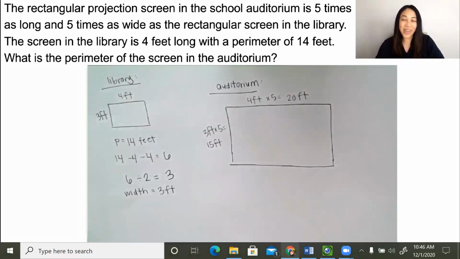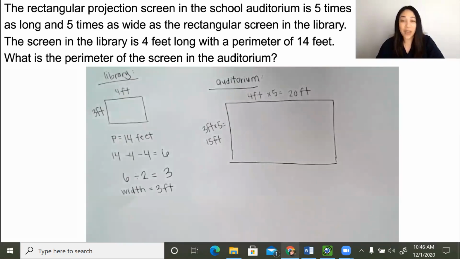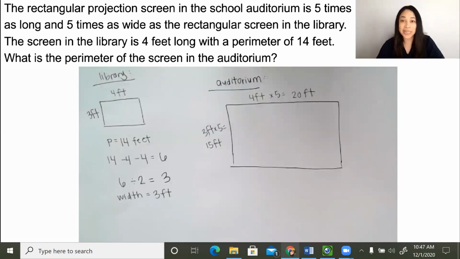What is the length of the auditorium screen? 20 feet. And what is its width? 15 feet. Now that we have all this information, we can use it to determine the perimeter of the screen in the auditorium. Go ahead and pause the video here to determine the perimeter. Be sure to include a statement, and I'll be here when you get back so we can compare our answers.